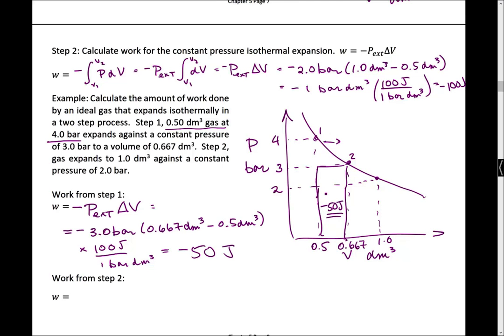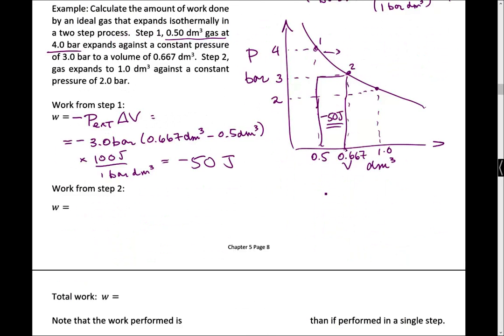All right, so what I would like you to do is the second part. So take 2 minutes and solve the problem for step 2.